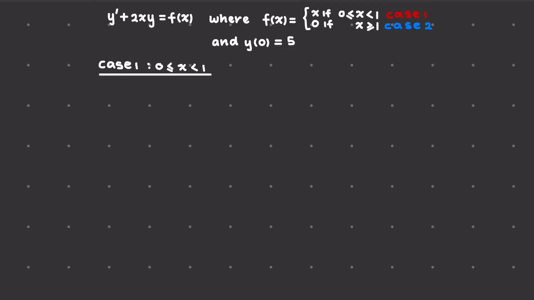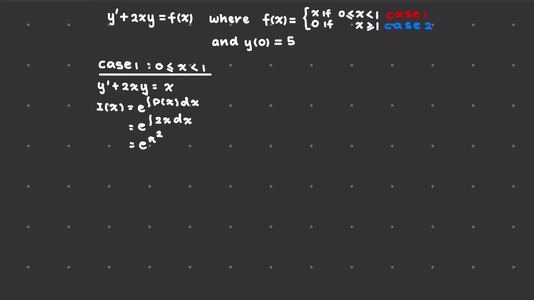We know that y prime plus 2xy equals f(x), and f(x) is just x. We can solve this first order linear differential equation by first, remember, finding the integrating factor, which equals e to the integral of p(x) dx. Our p(x) here is just 2x, so e to the integral of 2x dx, and the integral of 2x is just x squared, so we get e to the x squared.